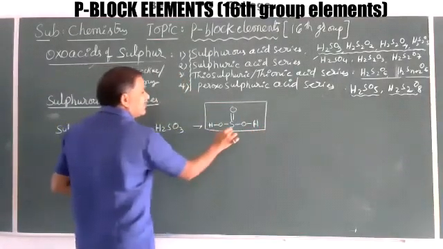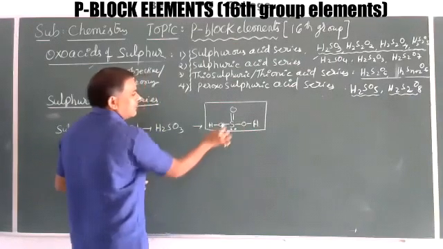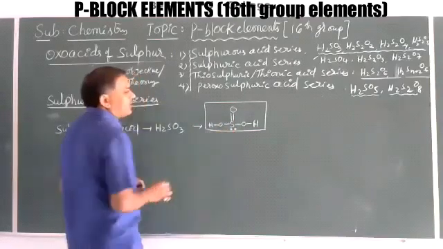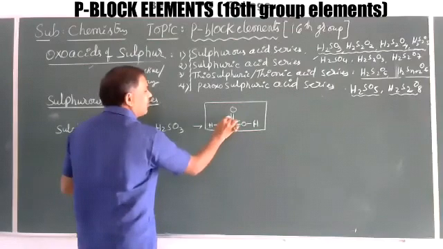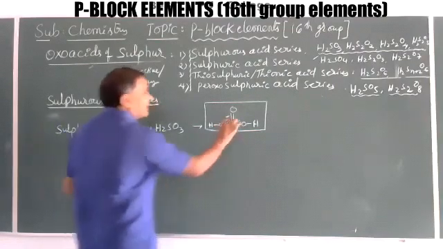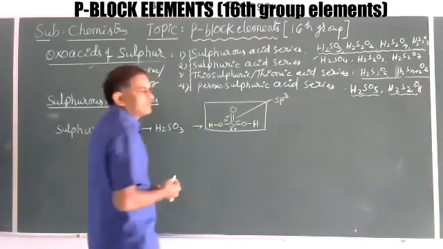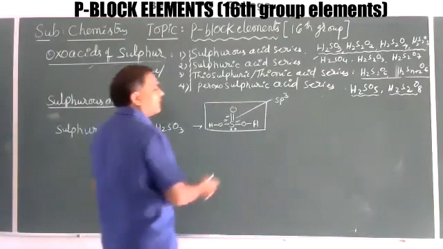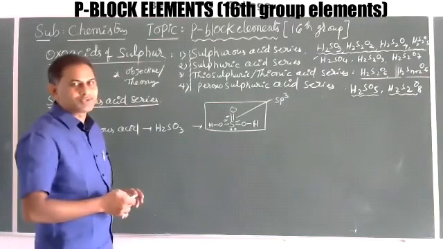Now in sulfur, the outermost orbit has 6 valence electrons. Out of 6, some are used in bonds, and one is a lone pair. That's why around sulfur there are 3 sigma bonds and one lone pair. That's why this sulfur undergoes sp3 hybridization, and the structure is generally tetrahedral in nature.